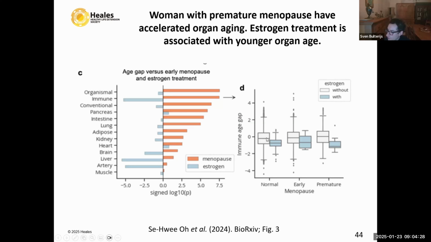If you give estrogen to people who have normal early menopause or premature menopause, you always see that there is a decrease in the immune age clock. That's this one here, which is very strongly increased in people with early menopause and is strongly decreased with Premarin supplementation. So Premarin, a type of estrogen.